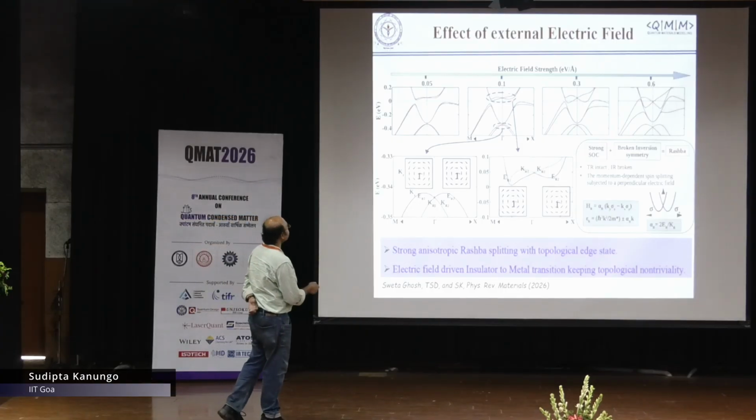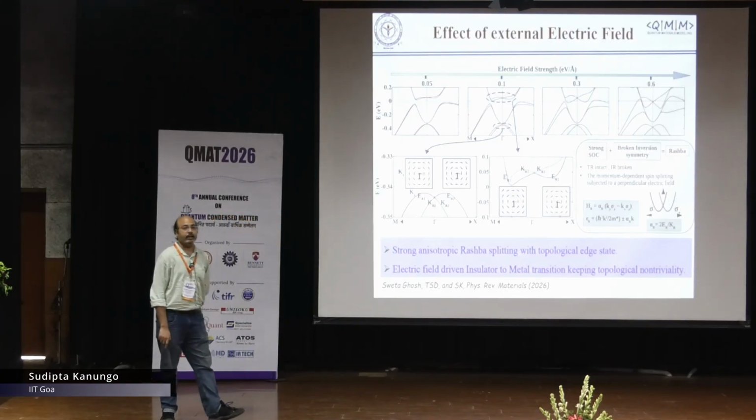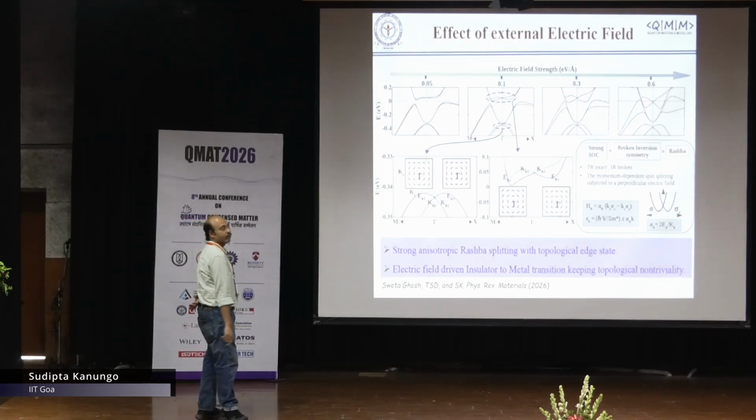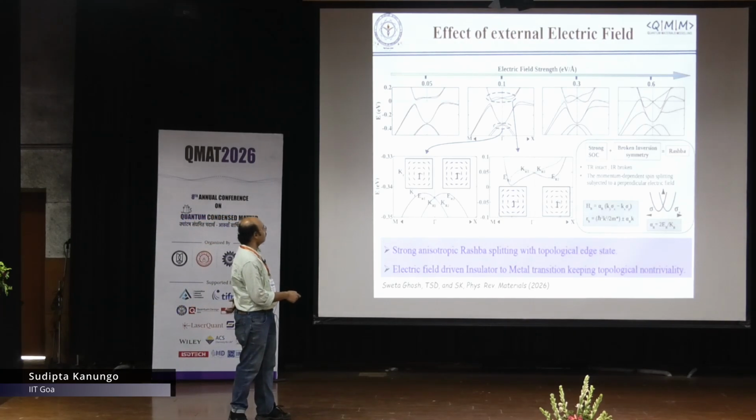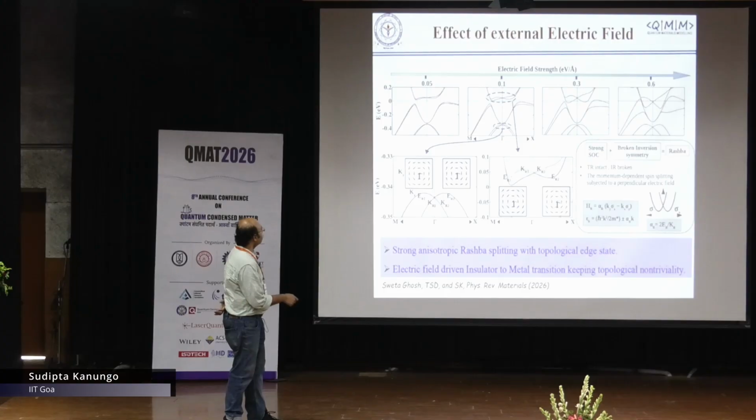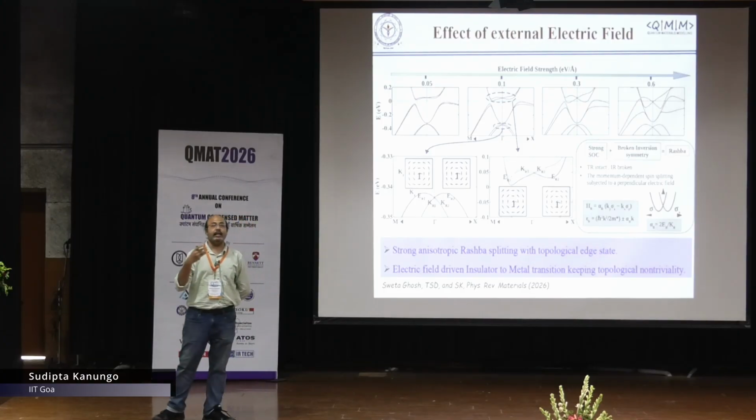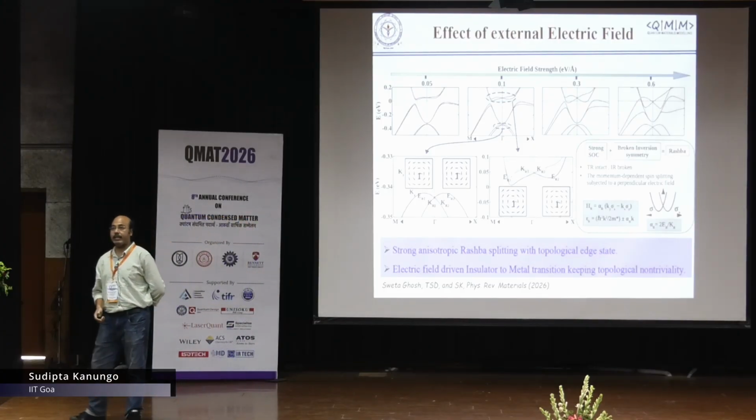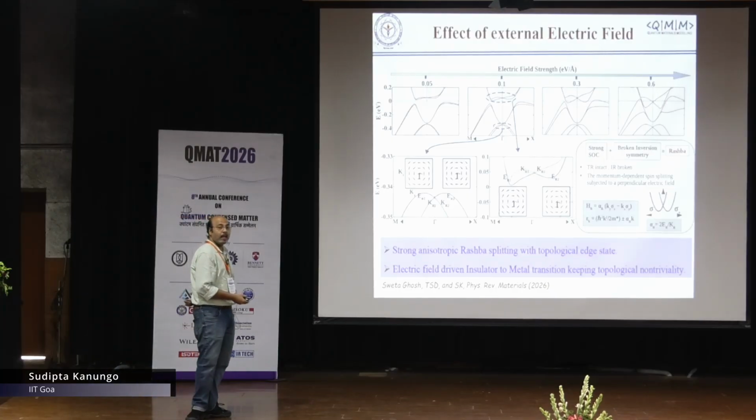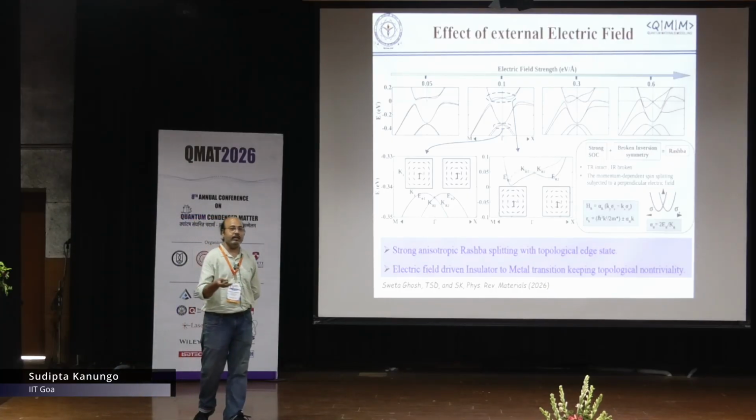Now, if we increase the strength of the electric field to about 0.3 electron volt per angstrom, what we found is that the gapped system again becomes gapless. So that means by tuning the electric field, technically I can go from an insulating state to a metallic state, keeping the Rashba active as well as the topologically non-trivial state.